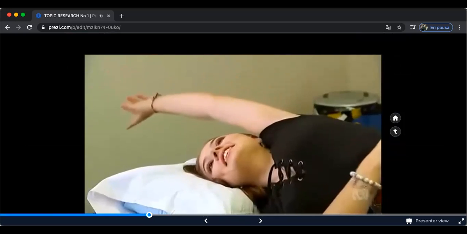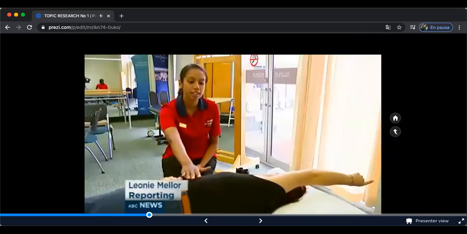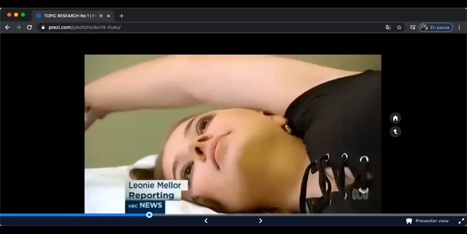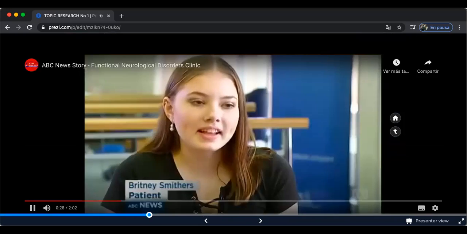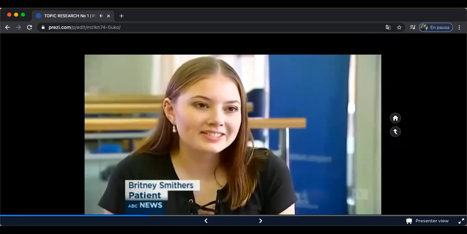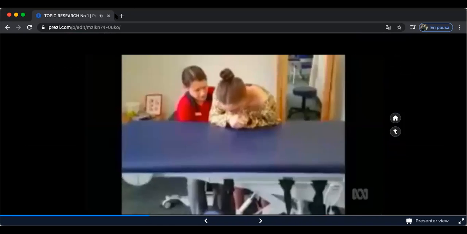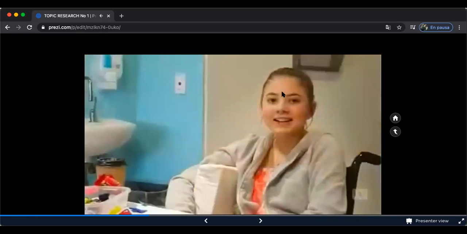Brittany Smithers was sick of being told the excruciating pain she felt was all in her head. "I had MRI scans, blood tests, x-rays, and they just didn't really find anything." She'd broken bones after jumping from a wall. A year later, they'd healed, but she hadn't. Life in a wheelchair beckoned.